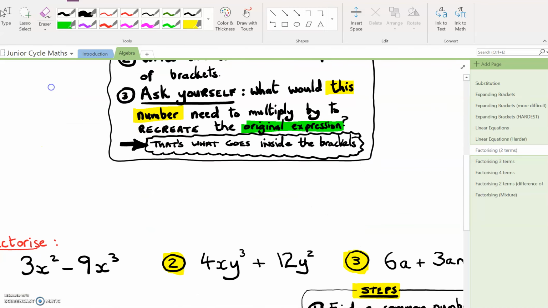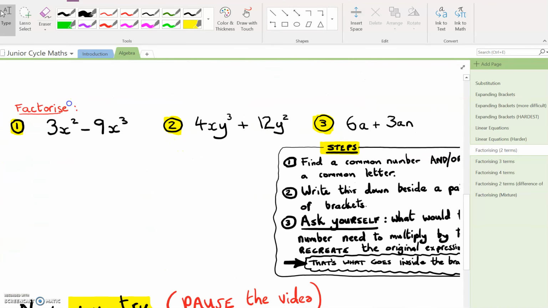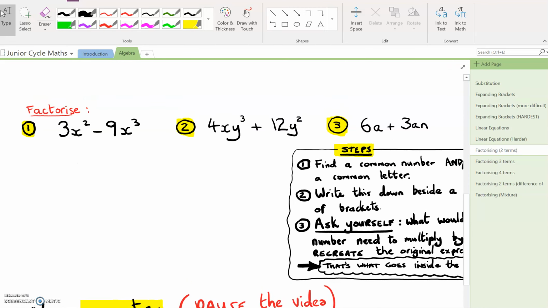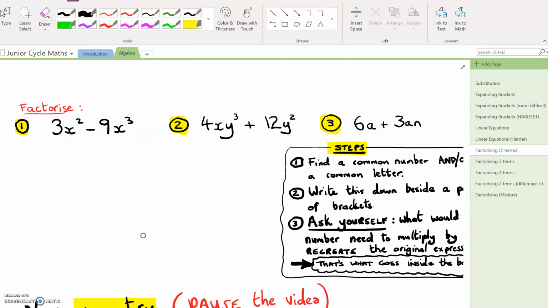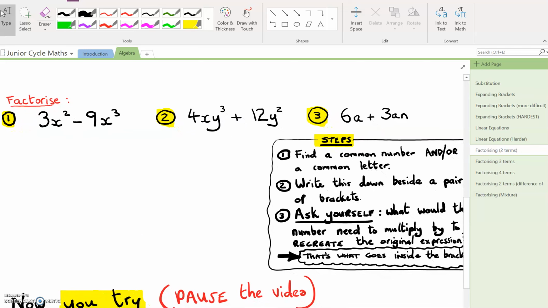Now, next few questions. Let's try that again. And let's look at some slightly harder ones because they've got x squareds and x cubes and all the rest of it, but it's still the same method. So let's take a look at this first one over here. First of all, you see it's got two terms. So we know that we're doing the same method that I just did. And let's try and do this first one here.